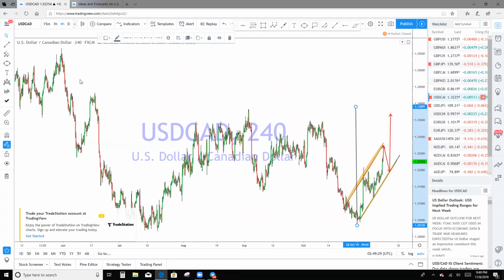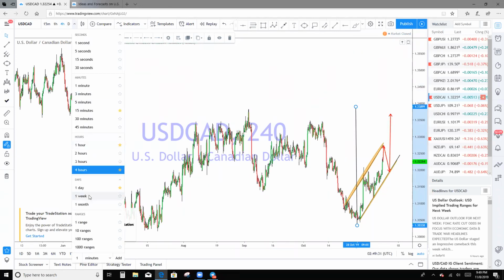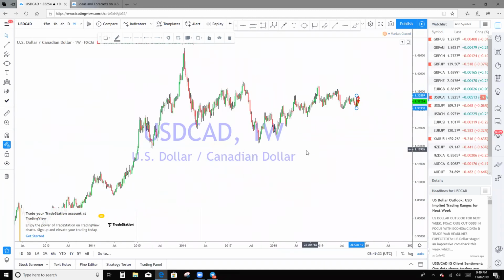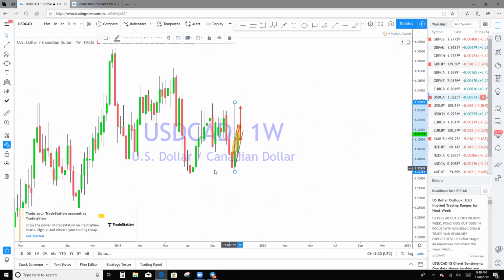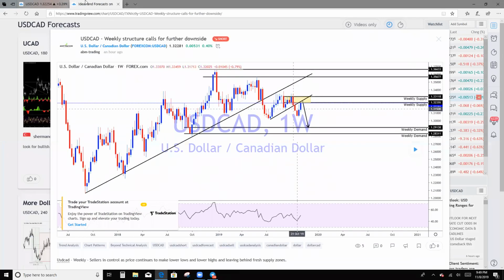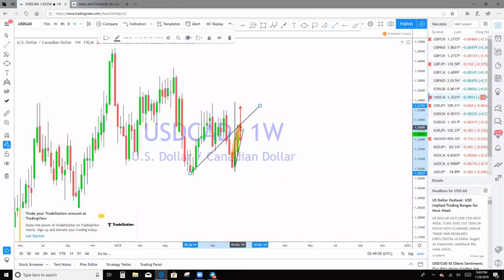Let's see. On the weekly. They're on the weekly. Let me go to the weekly. Yeah, so they started here. And they're saying short off that line. Right there. This is the line they drew. I said I'm going to short potentially right there. So they're saying short. So I'm liking this.